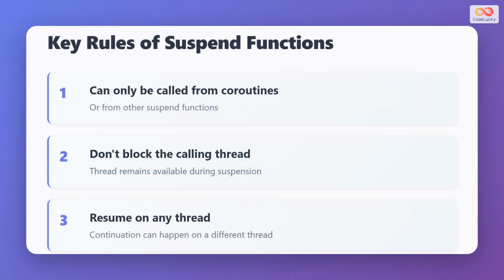There are three important rules to understand about suspend functions. First, suspend functions can only be called from within a coroutine or from another suspend function. You cannot call them from regular functions. Second, suspend functions don't block the calling thread when they pause. This is crucial for performance, as it allows the thread to continue doing other work. Third, when a suspended function resumes, it can do so on any thread, not necessarily the same thread it was running on before suspension. The coroutine dispatcher determines which thread will be used for resumption.